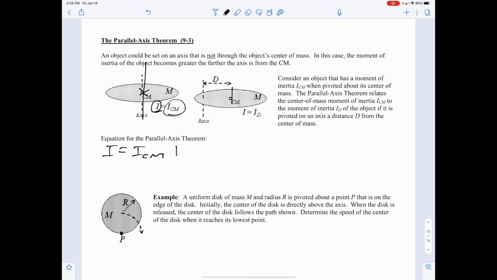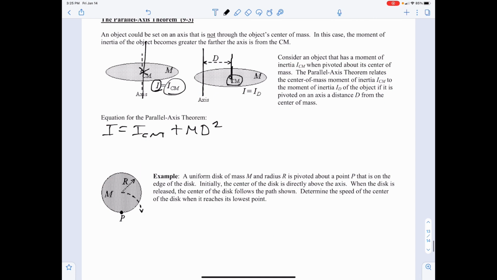in this case of a disk, plus md squared, where m is, of course, the mass of the geometric object, and d represents the distance from the center of mass to the new parallel axis. This is called parallel axis theorem because you're going to get a parallel axis to work.